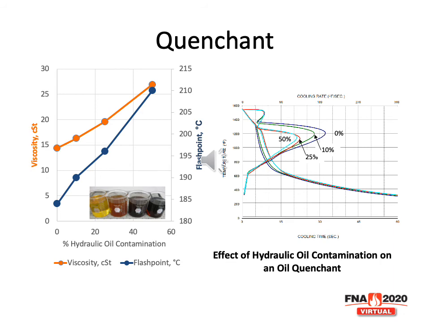Hydraulic oils are base straight mineral oils with very few additives, so as I increase my hydraulic oil content, typically my quench speed will decrease. This quench speed can influence the amount of hardness as well as the amount of distortion that I can see. As you can see, it changes the viscosity and the flash point of the oil.